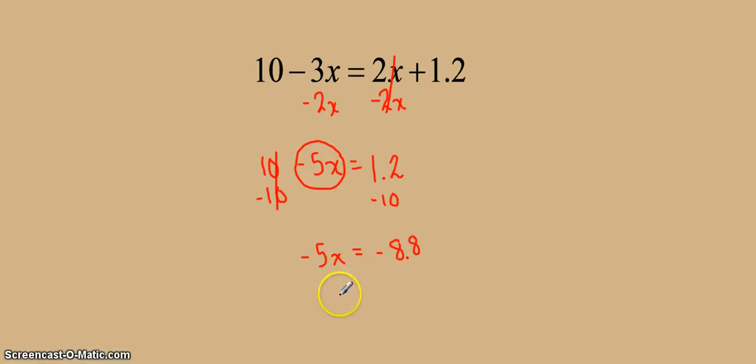Now we need to get the x term all alone. Right now we are multiplying by negative 5. The opposite of multiplying by negative 5 is dividing by negative 5. Whatever we do to one side of the equal sign, we must do to the other to preserve equality. Negative 5 divided by negative 5 is 1. 1 times x leaves us with x. Negative 8.8 divided by negative 5 leaves us with positive 1.76, which is the value of x.